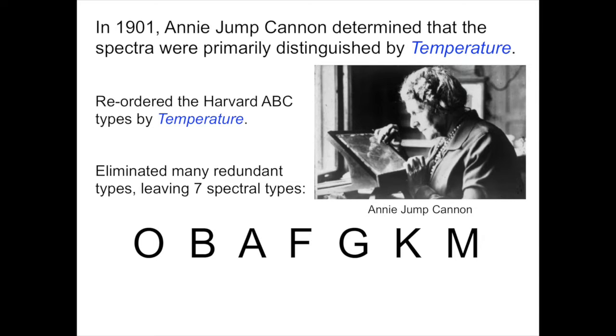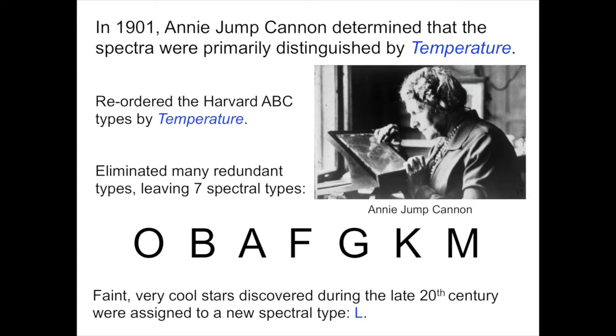spectral types. Now ordered instead of in order of hydrogen line strength, A, B, C, D, they were ordered in order of temperature from hottest to coolest as O, B, A, F, G, K, and M. Only these 7 letter classes were retained of the original A through N classification developed by Pickering and Fleming.